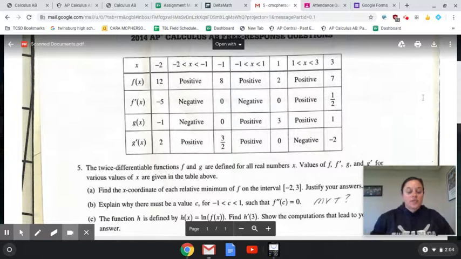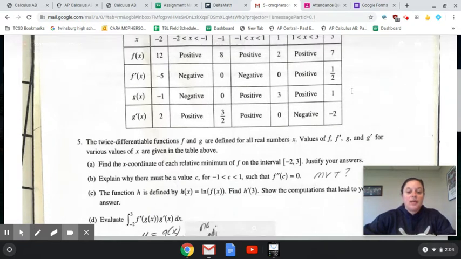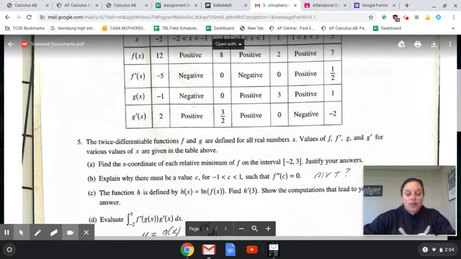All right, here's question 5 from 2014. It has a table. This table's a little bit different, though. The table's going through and giving you different values for two different functions, f and g, and their derivatives. So question 5, part A, wanted to know what would be the minimum of f, so we're not going to worry about the bottom two lines with g, from -2 to 3.